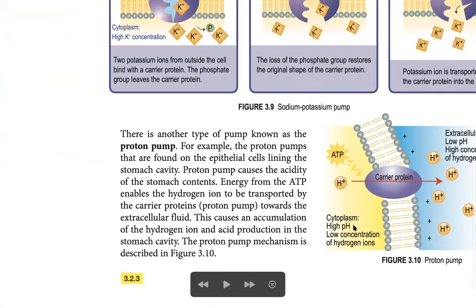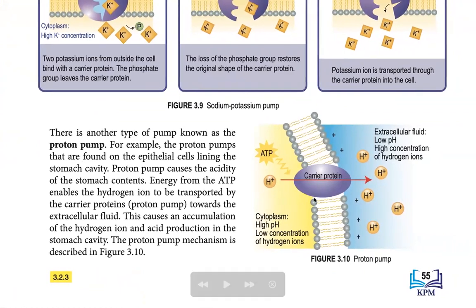Okay guys, so okay, awak tengok ni. Ni contoh lain pula ni. There is another pump known as a proton pump. Okay, for example, proton pumps are found in epithelial cell lining in a stomach cavity. Proton pump cause the acidity of the stomach content.